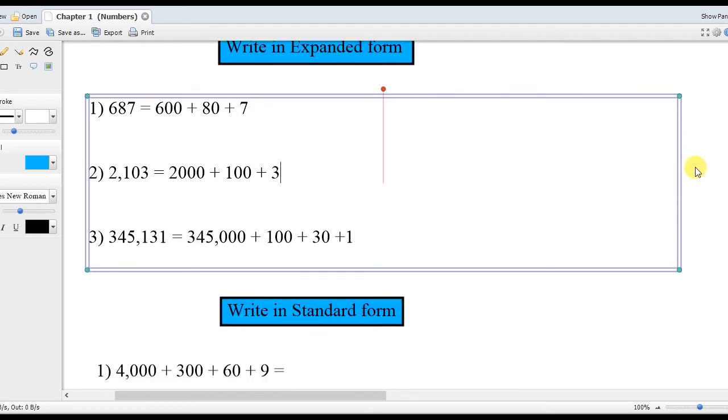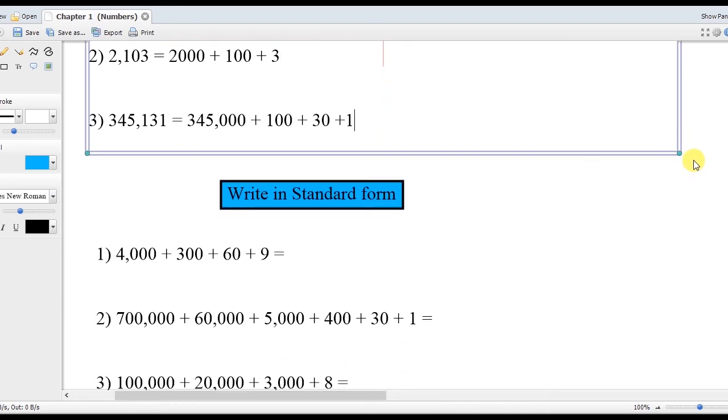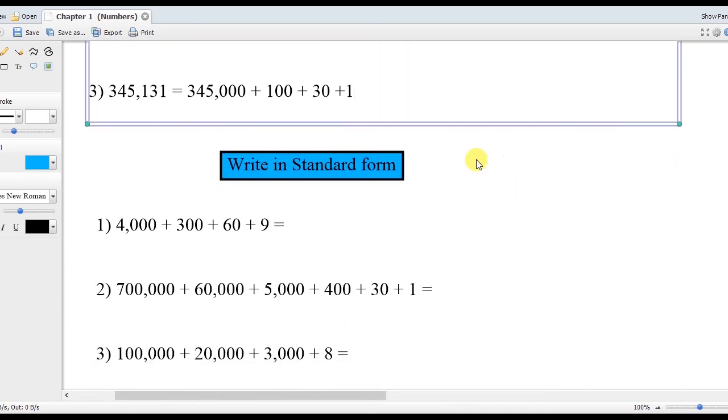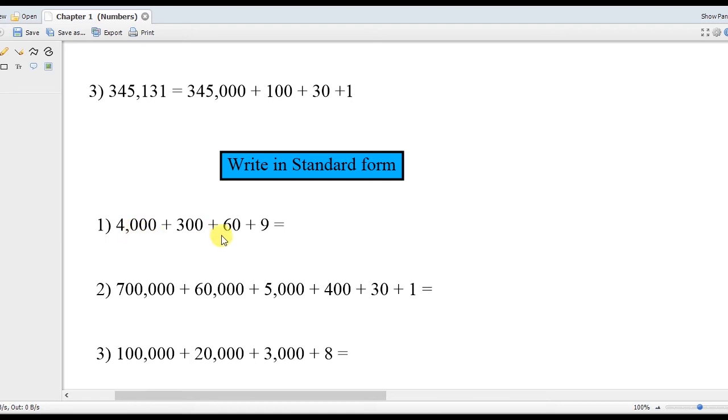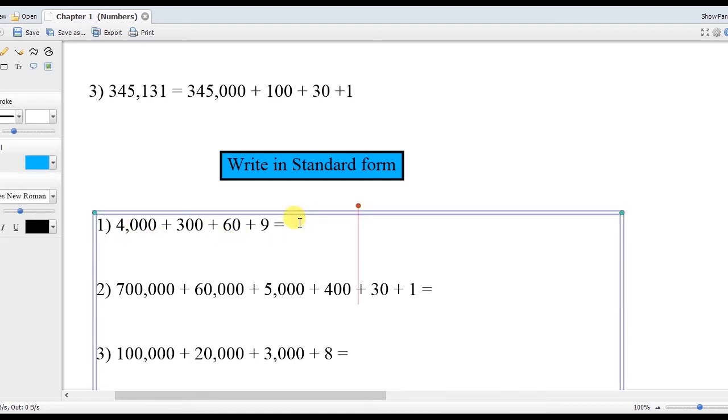Okay, the next question is to write the numbers in standard form. Now the questions are written in expanded form, and we have to simply write them in standard form. So how are we going to solve it? This is simple: 4,369. Just put a comma here. Okay, we are done.